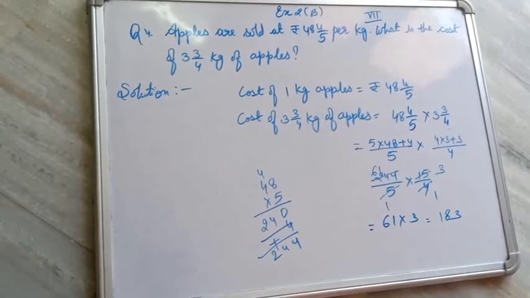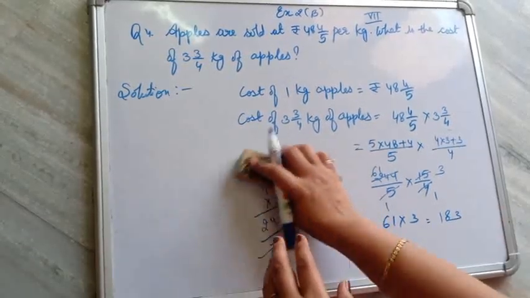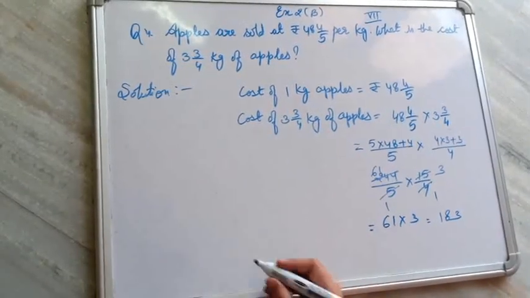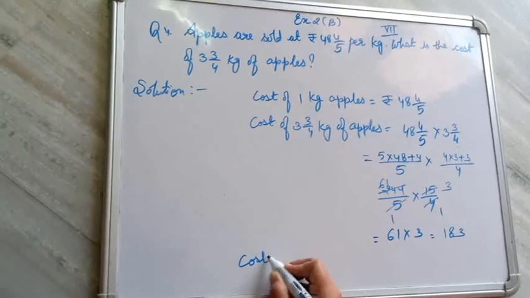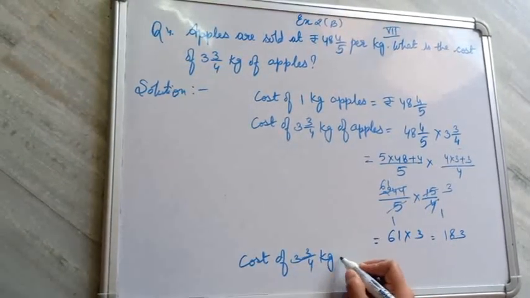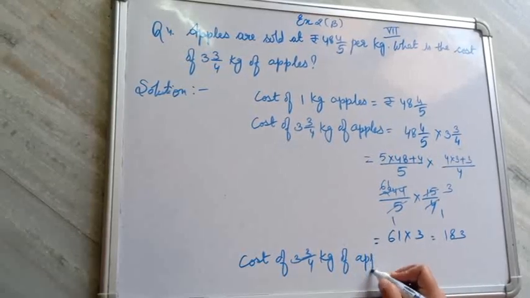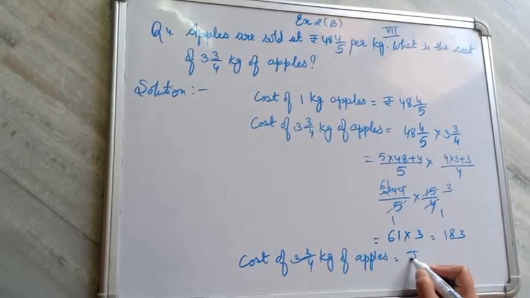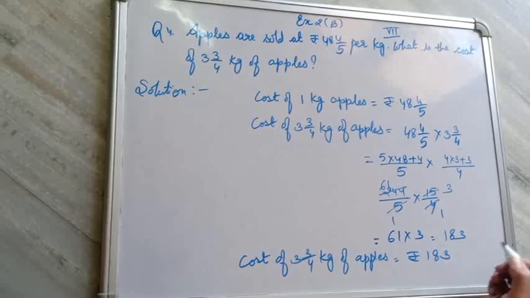So cost of 3 by 4 kg of apples is equals to rupees 183.